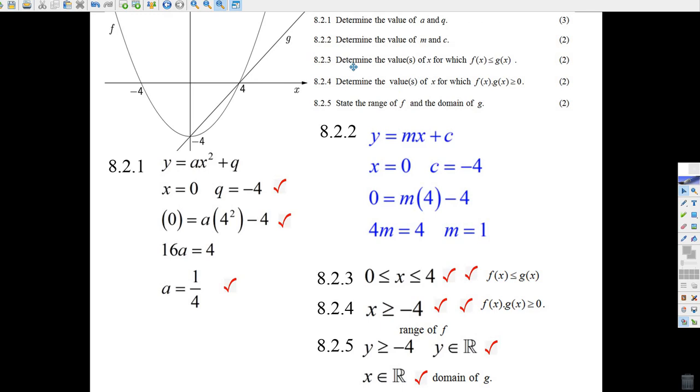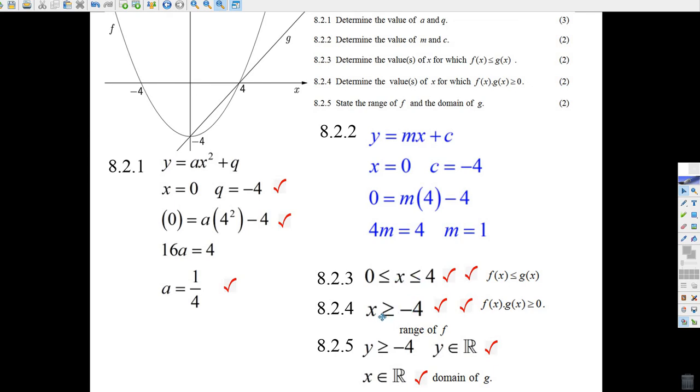Okay, the last few questions here. Let's say, determine which values of x where f is less than or equal to g of x. And the question is really saying, where does the parabola dip below the line? Well, it's right in here between the x and y intercept, but that's between 4 and 0. So x is less than or equal to 4, but more than or equal to 0. That's when the parabola will be below the line, less than the line.